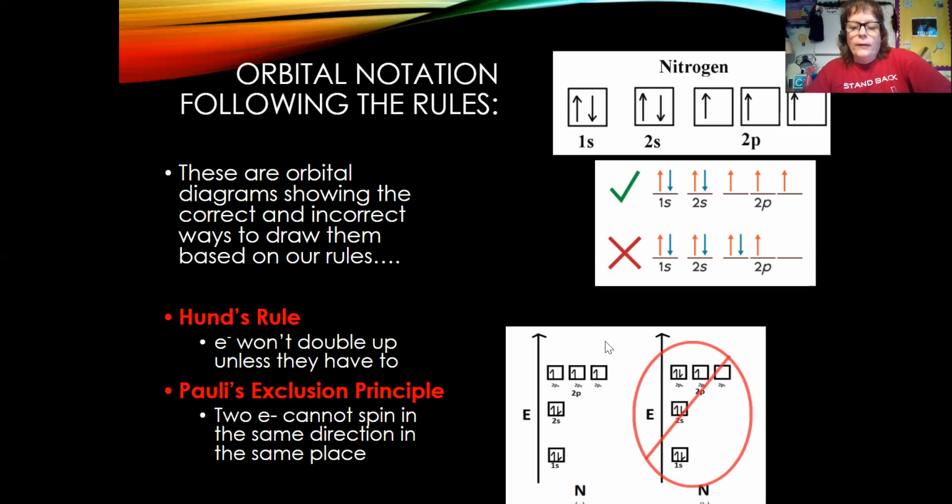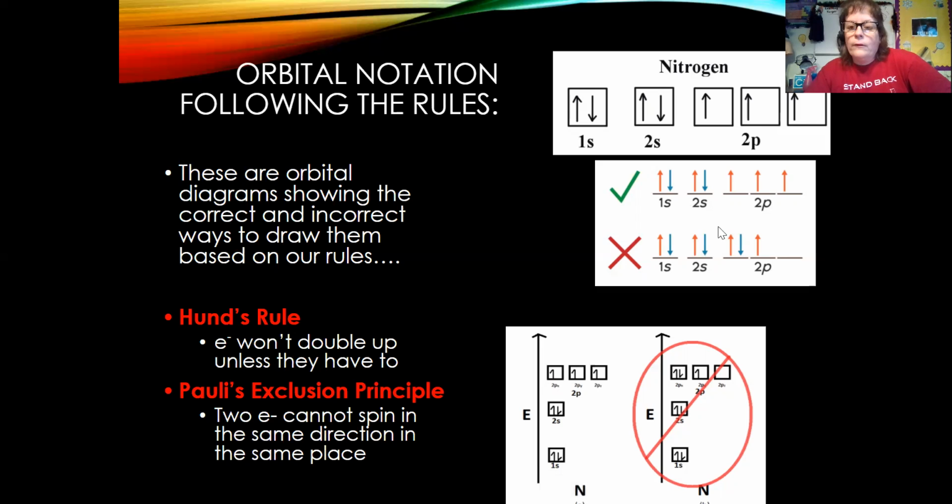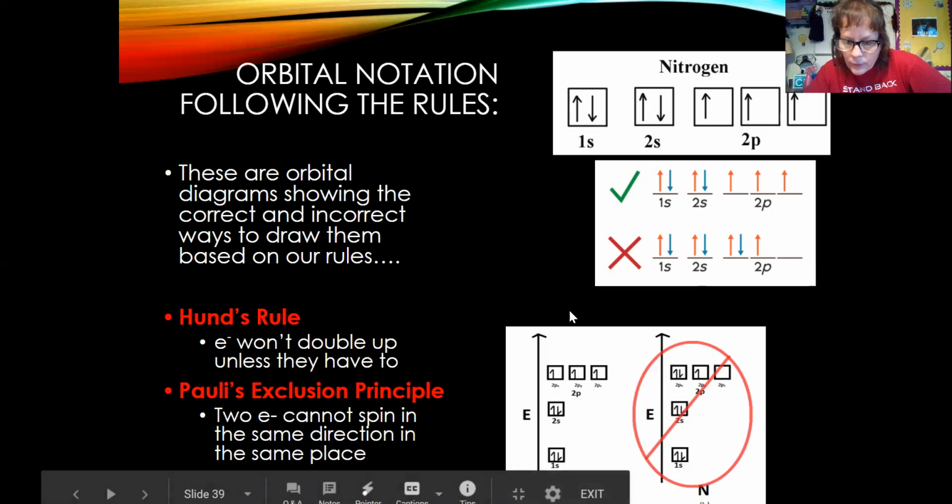Okay, and then down here with Pauli's exclusion principle, it shows that 2 electrons cannot spin in the same direction in the same space. Actually, I don't have that example on there. That would be 2 arrows pointing in the same direction, in the same orbital, but I don't see that mistake on here anywhere because all of these are pointing in opposite directions.